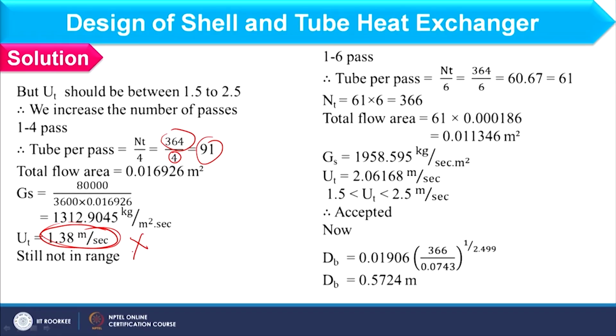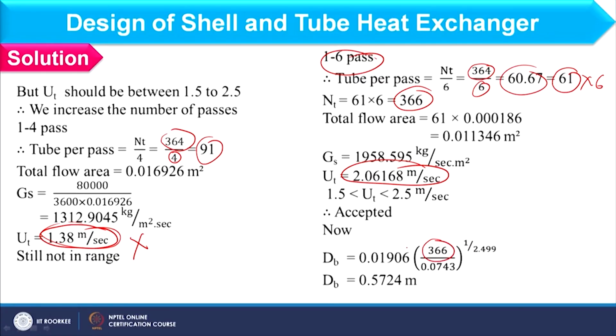So the next step is again to increase the tube pass. So now I am considering 1-6 pass. Now if you divide 364 tubes by 6, it will come in decimal. So we have to increase the number of tubes so that it is a multiple of 6, and we can obtain 366 tubes. And in this case the velocity you can find within the range, which is 2.062 meter per second, and which we can consider for 1-6 pass. Okay. Now the passes are changed and we can obtain the correct velocity of water.